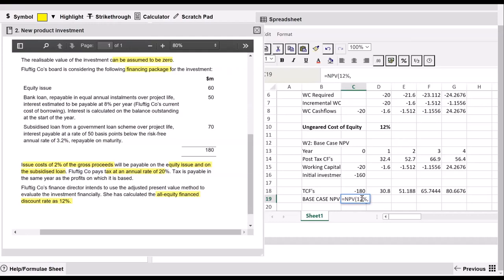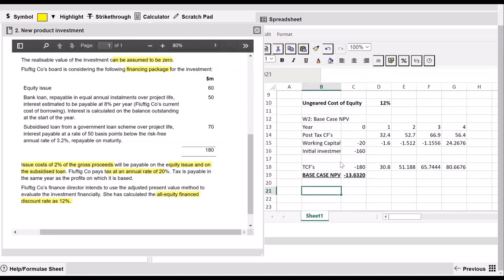Pick up the cash flows from year 2 onwards to 4, and for the NPV, add year 0 to it. We need to reduce year 0. Year 0 being a negative cash flow, just add it up. It will give you a base case NPV of negative 13.63 million.